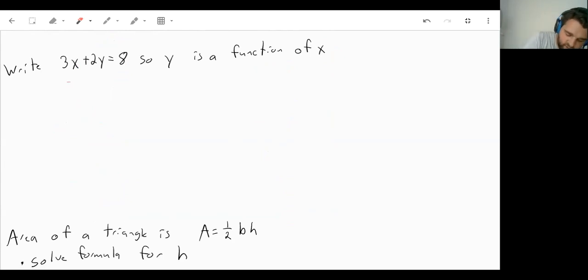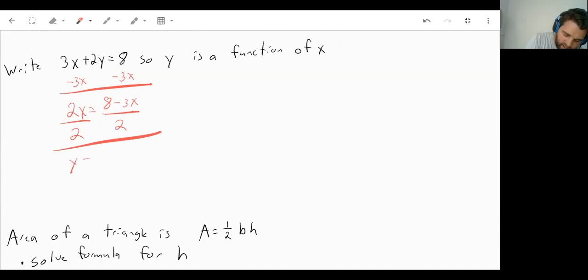So first we can subtract our 3x from both sides, and we'll have 2y equals 8 minus 3x. And now we can divide both sides by 2. So we'll be left then with y equals 8 minus 3x over 2. And y is now written as a function of x.